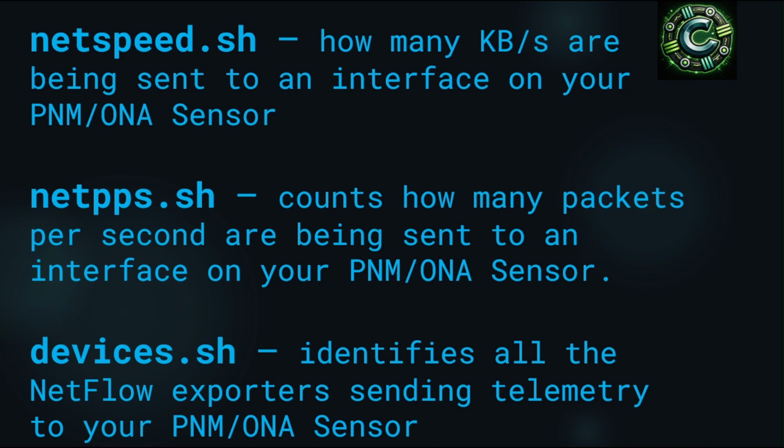Anyways, the last one there, devices.sh, is going to be run to see which exporters are sending to a particular PNM sensor or an ONA sensor. It actually goes in and sees who's sending the traffic, and it creates a text file with a list of all the sending exporter IP addresses. And remember, an exporter is somebody sending NetFlow to the sensor itself.